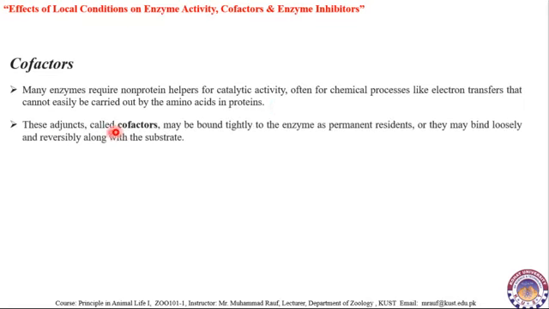These adjuncts called cofactors may be bound tightly to the enzyme as permanent residents, or they may bind loosely and reversibly along with the substrate. So the cofactors either bind with the enzyme as permanent residents, or they bind loosely and reversibly with the substrates. That means they bind with substrate for a certain period of time, and once the catalytic reaction is over, then they are detached.